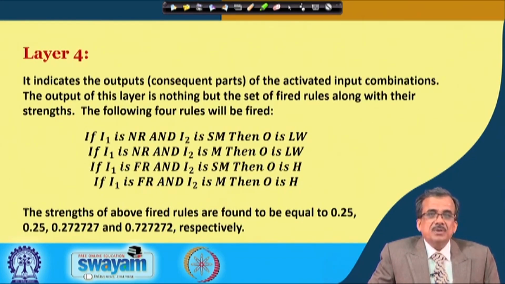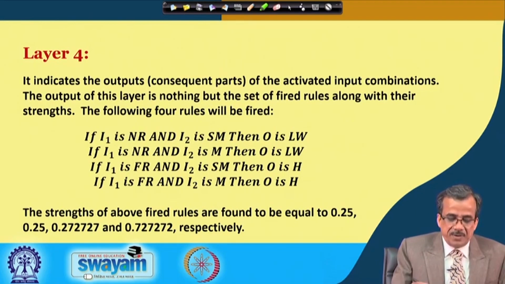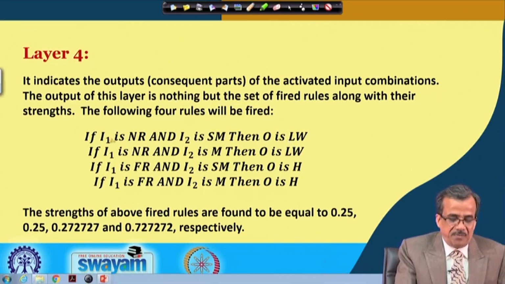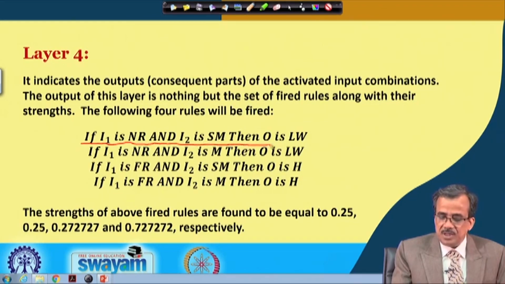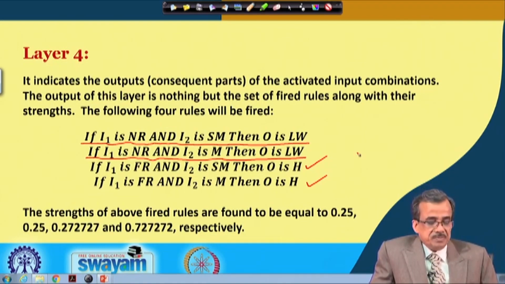Now, we go for the fuzzy inference, and that is nothing but layer 4. In layer 4, corresponding to each of these fired input combinations, we know the output. For example, say the first fired rule is if I1 is near and I2 is small, then the output is low. Similarly, the second fired rule, if I1 is near and I2 is medium, then the output is low. Similarly, you can also read the third rule and the fourth fired rule.